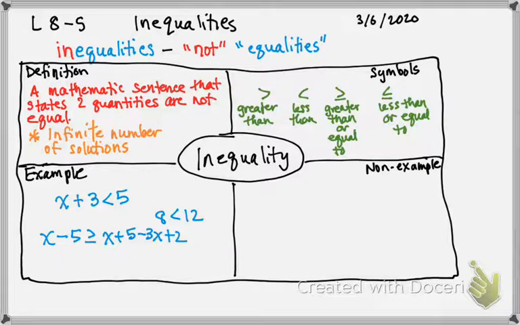So a non-example, like I said, is anything that we covered in chapter 7. Any equation is going to be a non-example for an inequality, because an equation has one answer, or it could have no answers, okay? But an inequality has an infinite number of answers. Okay, so here's the weird thing.